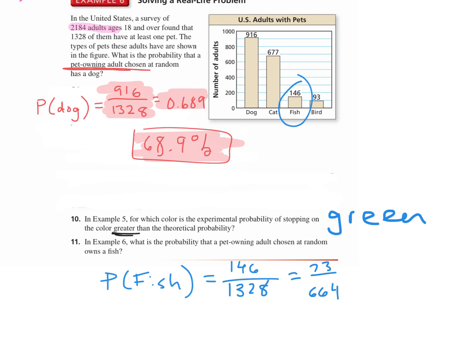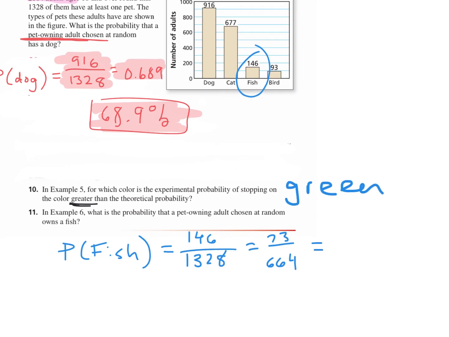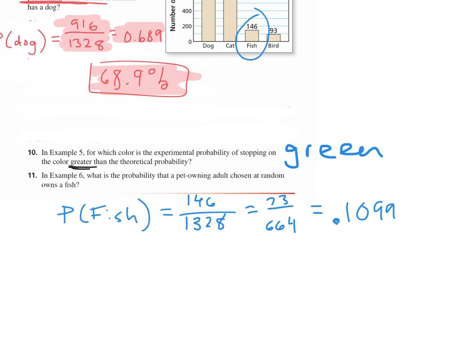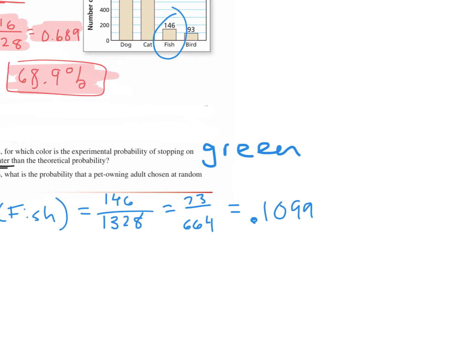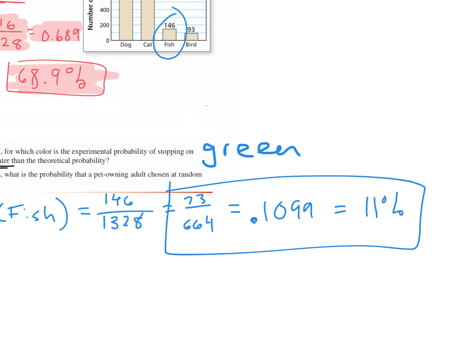I don't think we can simplify that anymore, but what would our decimal version of this be? 0.1099. So if we change this to a percent, it would be about 11%, or we could say 10.99%. So all 3 of these would be sufficient answers.